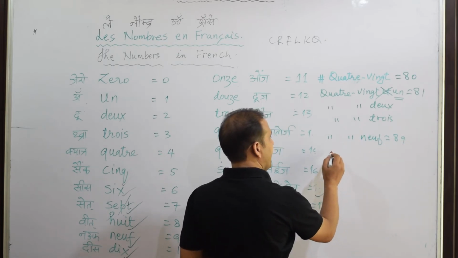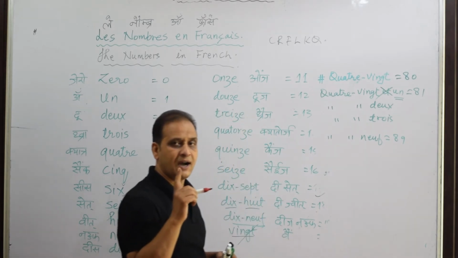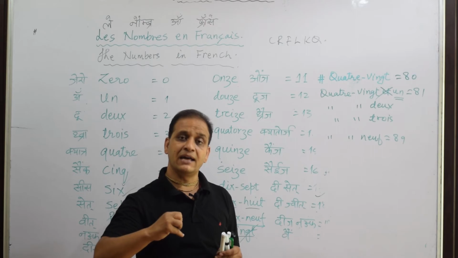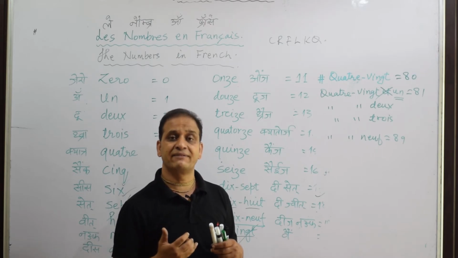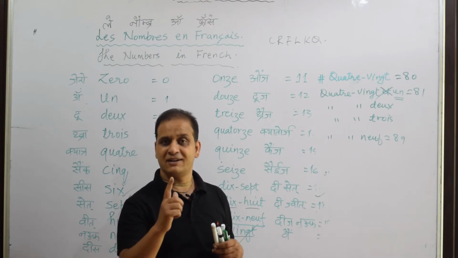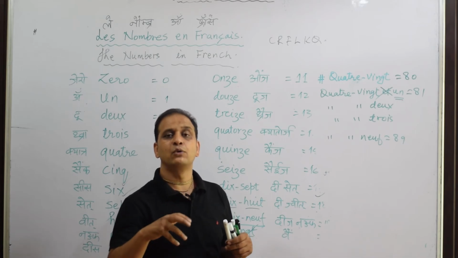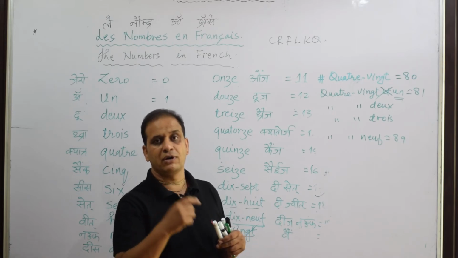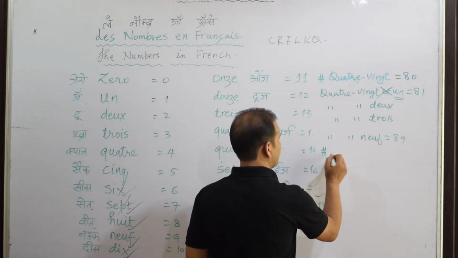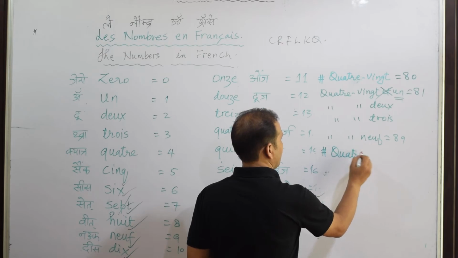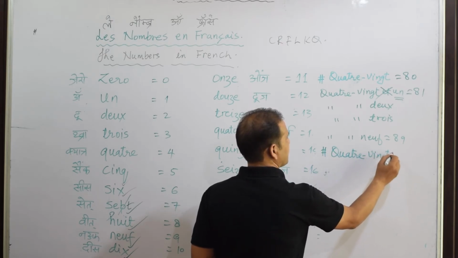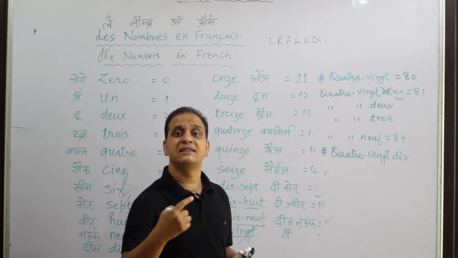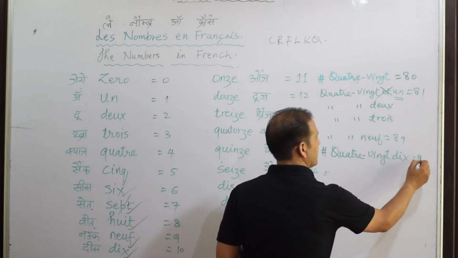And then 90. How will you form 90? Exactly the way you formed 70. And what was the concept behind forming 70? 60 plus 10. In the same manner, how will you say 90? 80 plus 10. And what is 80? You have already learnt that. 80 and 10. So 80 and 10 all together means 90.